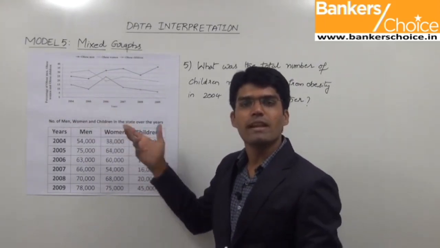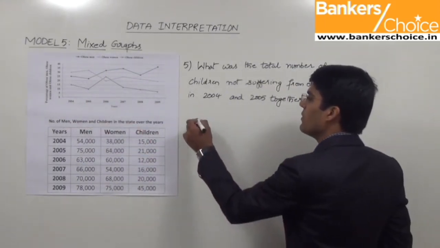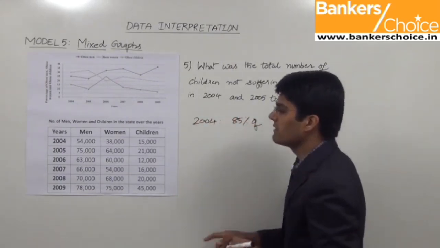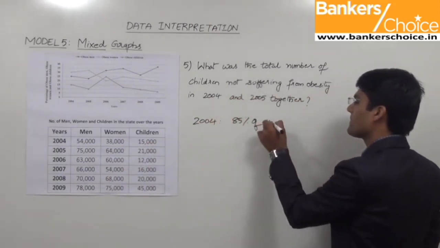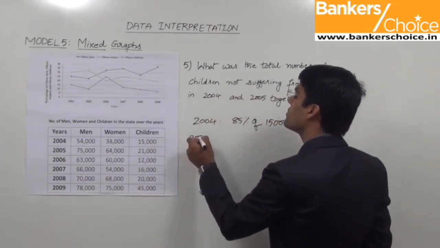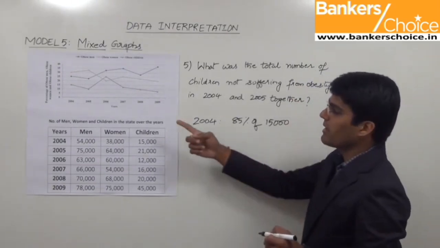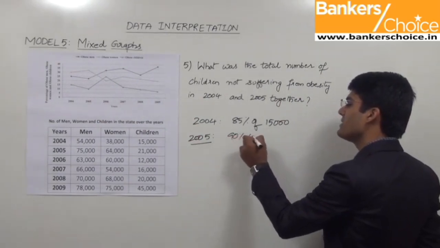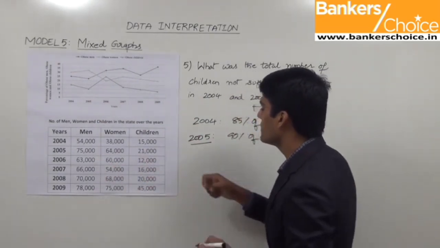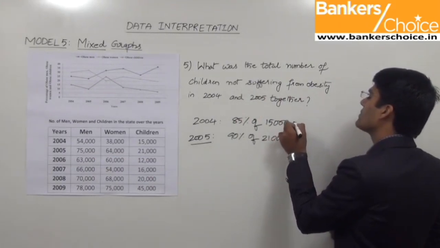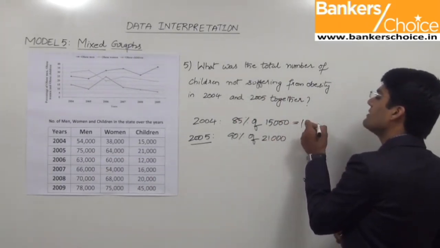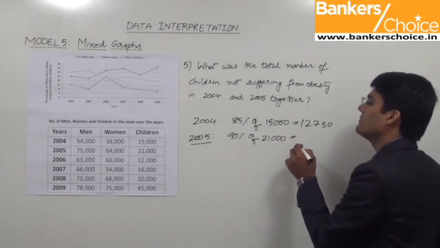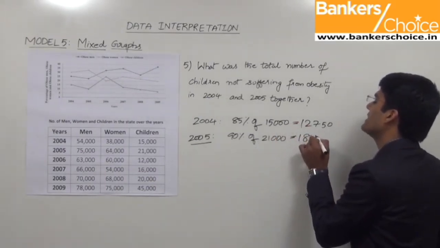So by taking the total of these two values, we get the required answer. So in 2004, the children not suffering from obesity can be taken as 85% of total children. The total children in 2004 is 15,000. And in 2005, the children who were not affected by obesity will be 90% because 10% are affected from obesity. So remaining 90% will not be affected. So that is 90% of the number of children in 2005. That is equal to 21,000. So this comes out to be 12,750, and the second value here is 90% of 21,000. That is nothing but 21,000 minus 2,100, 18,900.